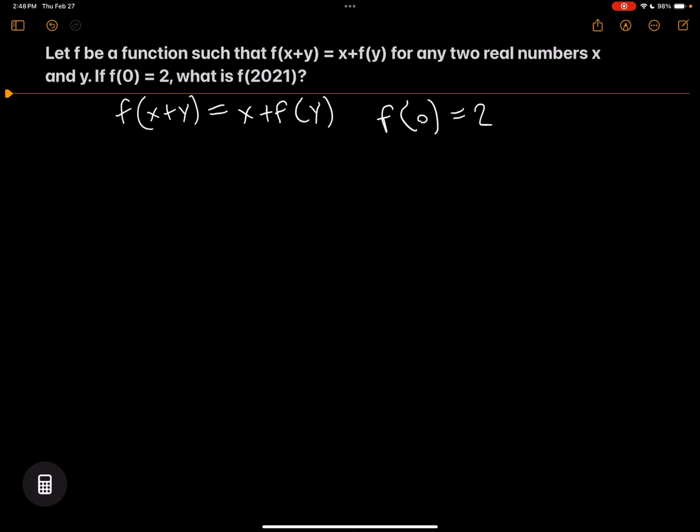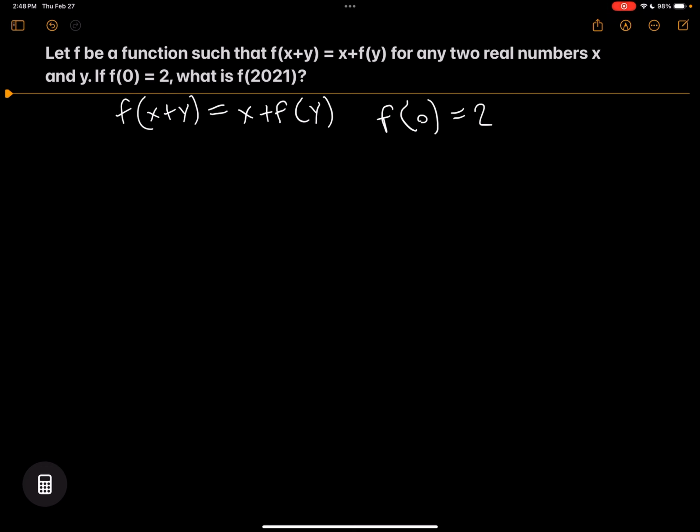Okay, to solve this question, we're going to need to use a little bit of a logical approach here. Rather than doing complex computations, all we're really going to need to do is some logical processes and figure out how to break down this problem into reasonable chunks so we can solve it. They tell us some good information here. We have f of x plus y equals x plus f of y.